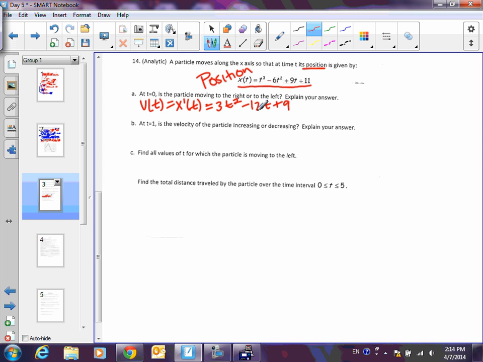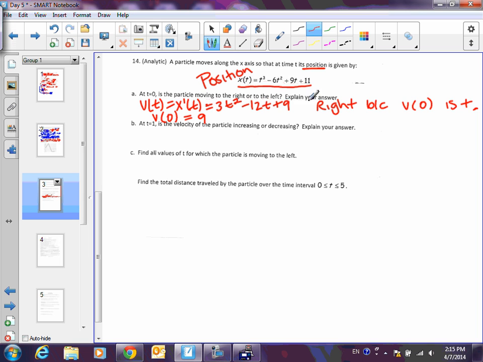Okay? And I can find the velocity at time 0 by plugging in 0. The AP test isn't really going to take off points if you don't show every single little calculation. This is an easy calculation to do. You wouldn't have to show the actual plugging in of 0. This is kind of obvious. And that's positive. So the particle is moving to the right because v of 0 is positive.